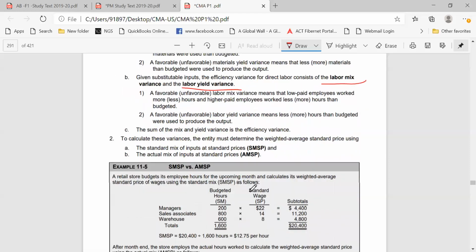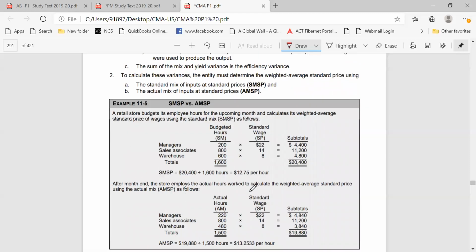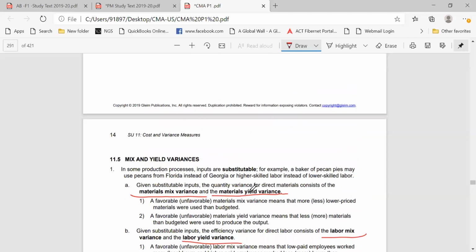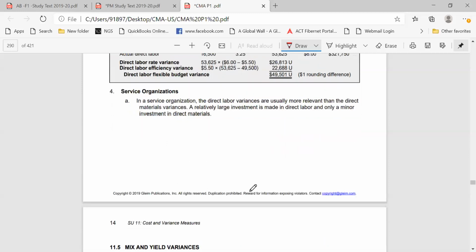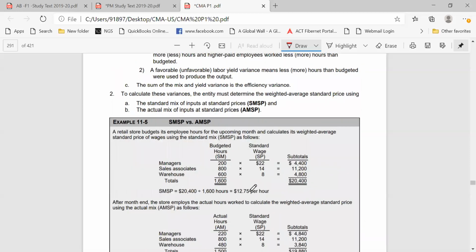What we do here is the same for both. Now, why are we doing this material mix variance and material yield variance? Suppose there are 2 to 3 different types of raw materials, or 2 to 3 different classes of labor. For different classes of labor, there are different rates given. How do you find the variances for it? To calculate these variances, the entity must determine the weighted average standard price using the standard mix of inputs at standard prices and actual mix of inputs at standard prices.